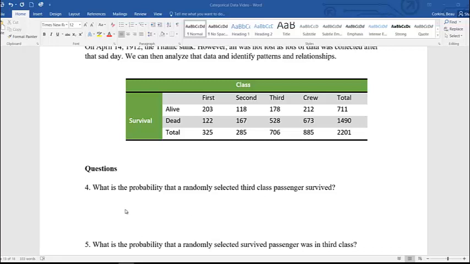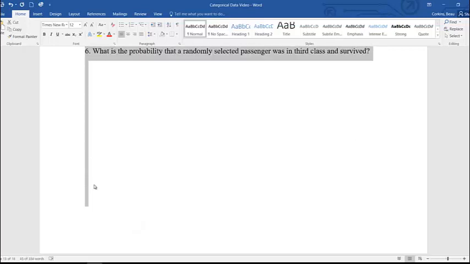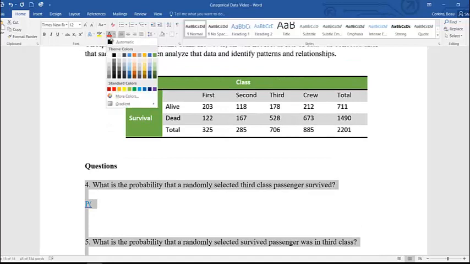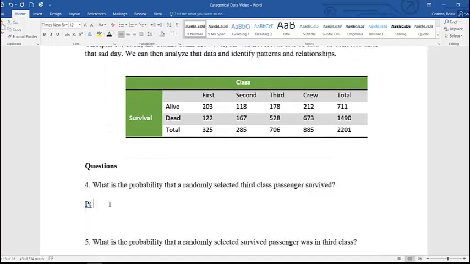So what is the probability that a randomly selected third-class passenger survived? So always make sure you're doing a probability statement. Probability, all right, randomly selected third class passenger. That means that's a specific type of passenger. That is a third class passenger. All right, and we are looking that they survived. That is, we're going to call them A, alive.